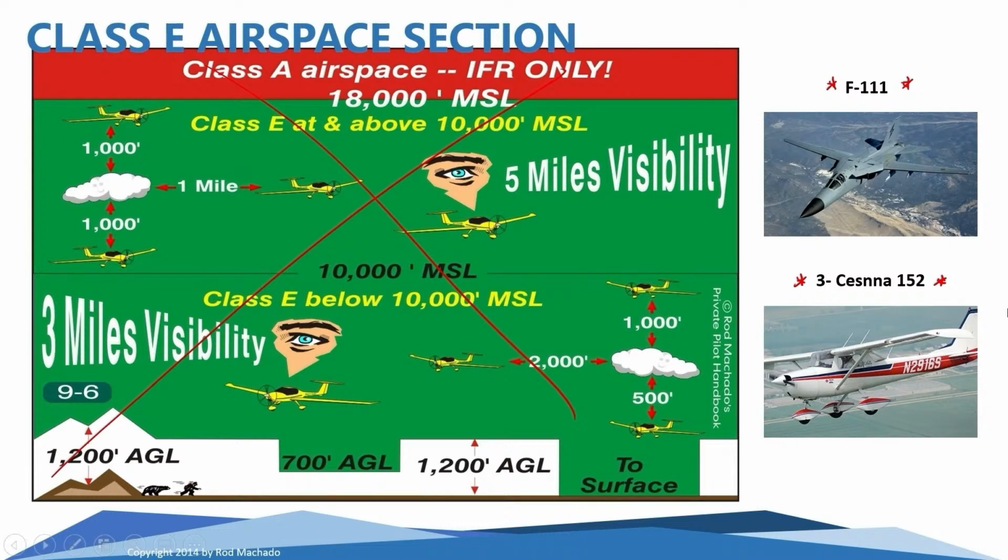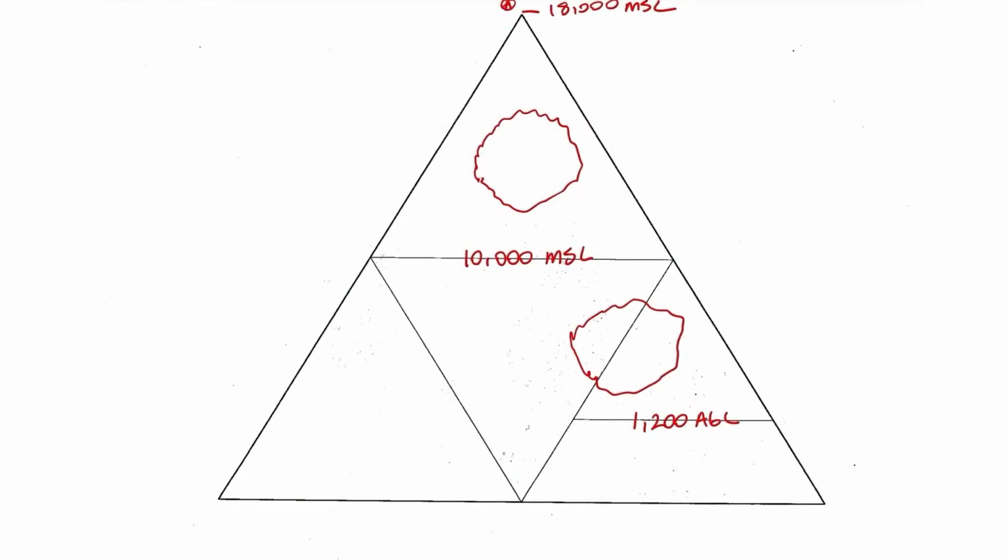Okay, so what we're going to do is use these mnemonics to our benefit here, and before we continue how to identify the information, we're going to go back to our chart. And remember, like I said, the two that we care about is the F-111 and the 3 Cessna 152s below 10,000 feet. So the F-111 is going to basically transfer to this. It's going to mean 5 statute miles of visibility. Okay. We've got 1,000 feet above a cloud, 1,000 feet below a cloud, and 1 statute mile horizontally from the cloud, left or right. Okay.